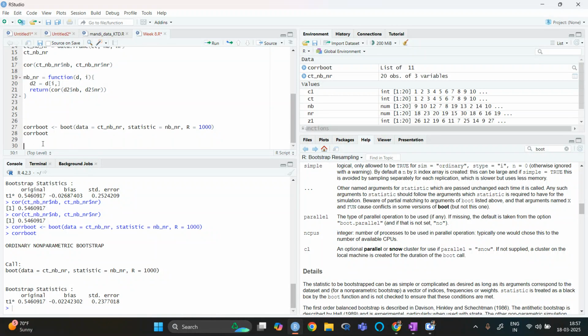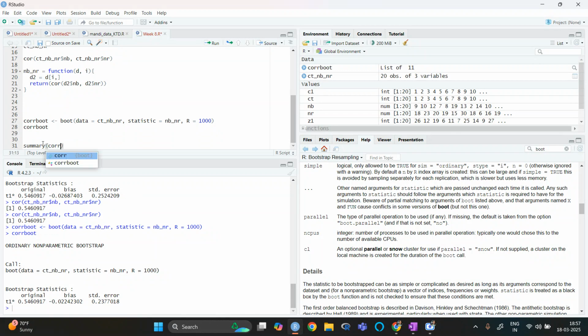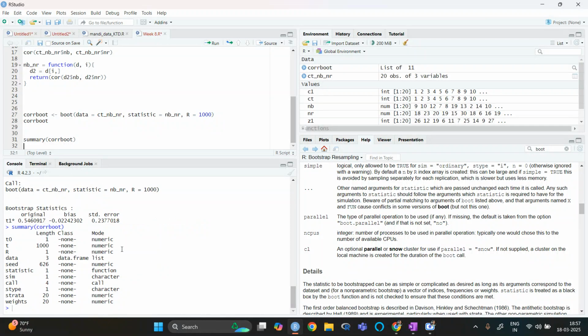Now if I will try to find the summary of this. Okay, so summary says that T naught is one numeric. So T naught is our original one, which is one. So T naught is basically the real correlation, right? So the real original correlation was 0.546017. So it has length 1 and it is numeric. The T, so T we have generated. So here I have generated 1000 times. So it is of 1000.